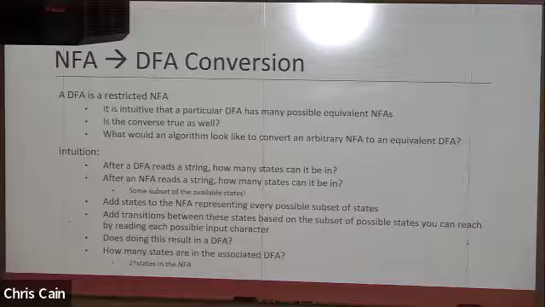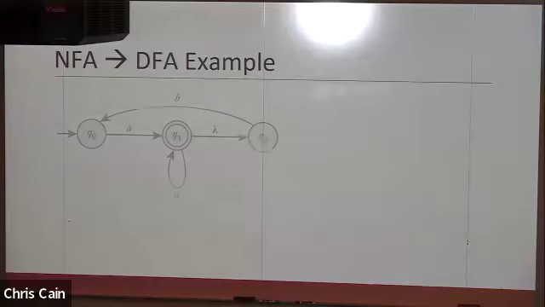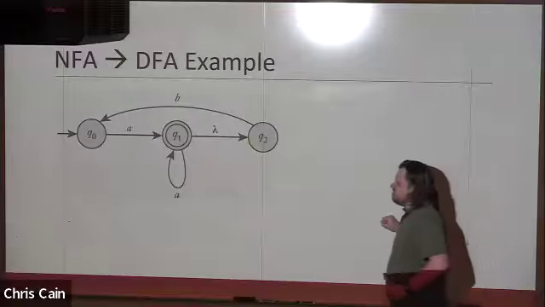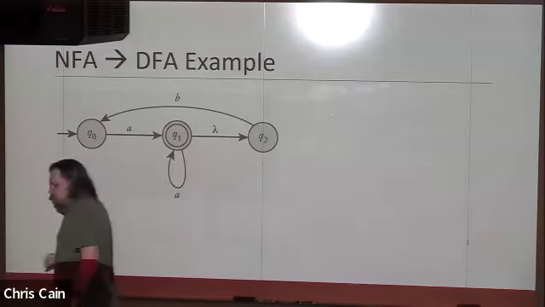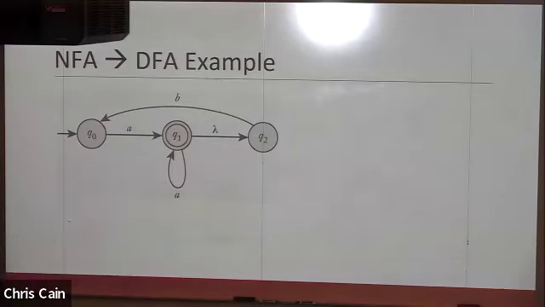So let's go through an example of the algorithm. Rather than just giving you the algorithm up front, we're going to go through the process with an example. So here is an NFA, and we're going to convert this into an equivalent DFA. Here's how we're going to do it. First question to ask yourself is, what is the set of states that we could be in when this begins?